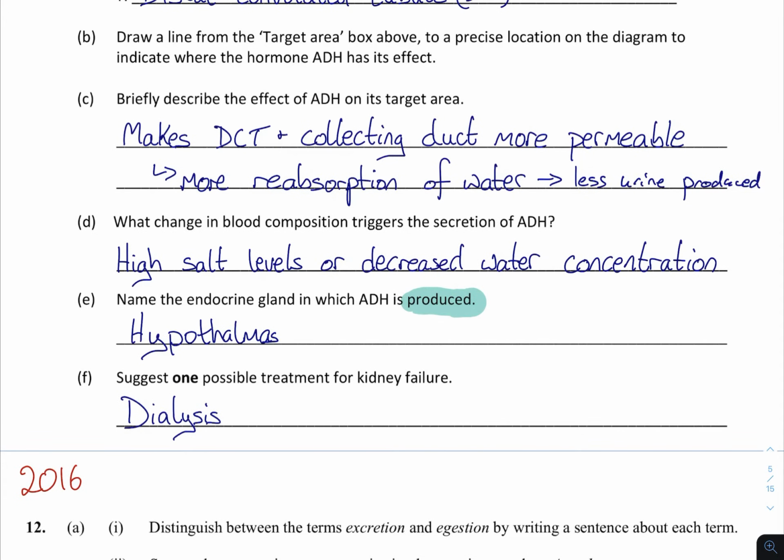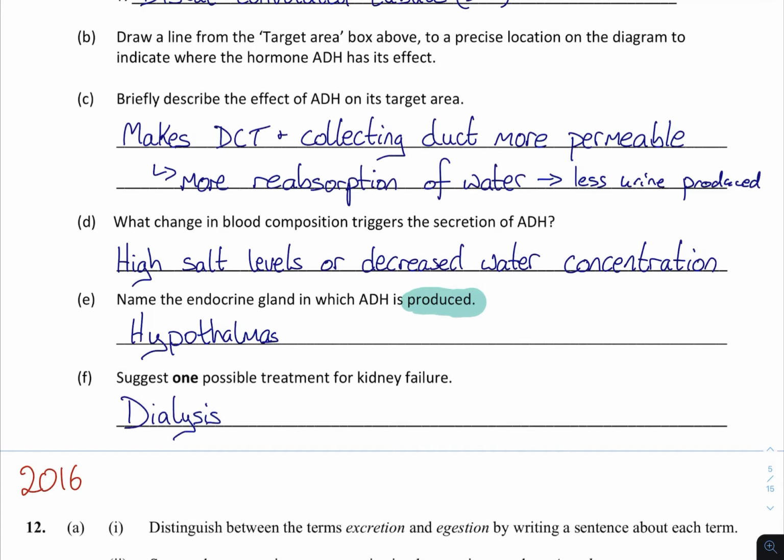Now, you're asked to name the endocrine gland in which ADH is produced. This can sometimes confuse students. The question says produced, so technically the only acceptable answer for this one would be the hypothalamus. ADH is produced in the hypothalamus. It is stored in the pituitary gland and released from there, secreted from there. The marking scheme did allow the pituitary gland for the 2018 one, but technically that is incorrect. So the endocrine gland in which ADH is produced really is the hypothalamus.